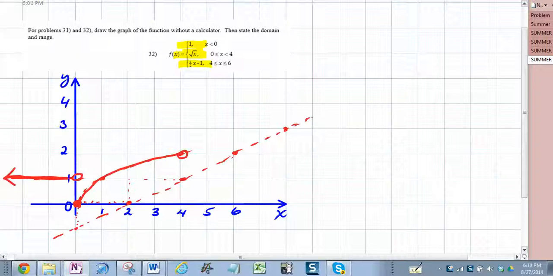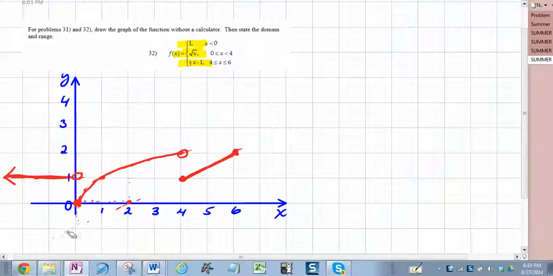The portion that goes between 4 and 6. X is 4. I don't include, yes, I do include 4. And to 6, I do include 6. Here is the piece of that graph that I want. I don't want all the rest. I can quickly erase them, and hey presto, that is my piecewise defined function.